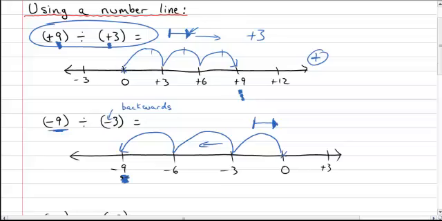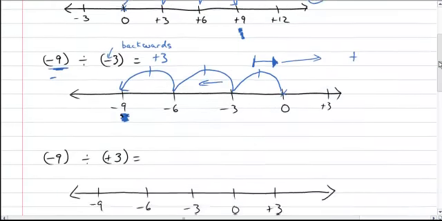And which area are we facing? We're facing the positive or negative side. We're facing positive, so our answer is going to be positive 1, 2, 3. Positive 3 is going to be our answer. That's how you model division using integers.